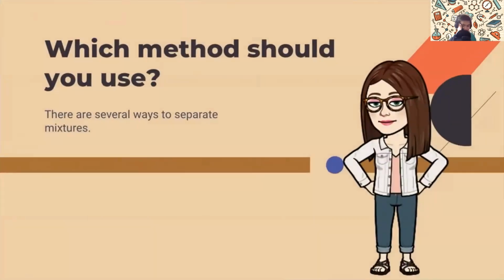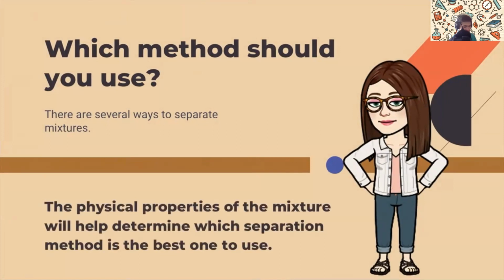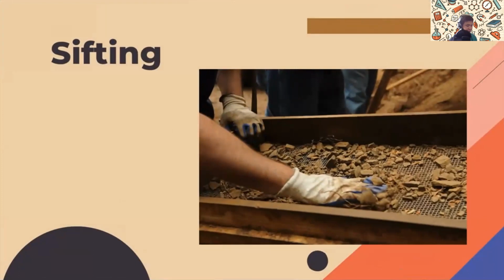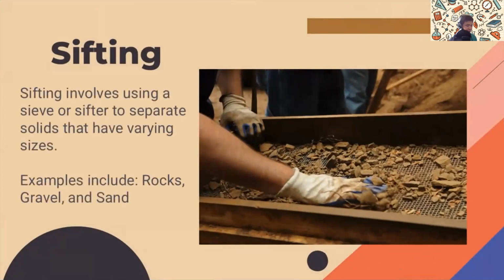Which method should you use? There are several ways to separate mixtures, and they're all based on the physical properties of that mixture. The physical properties will help determine which separation method is the best one to use. The first one we're going to talk about is sifting. Sifting involves using a sieve or sifter to separate solids that have varying sizes. So a mixture of rocks, gravel, and sand could be sifted to separate that mixture.